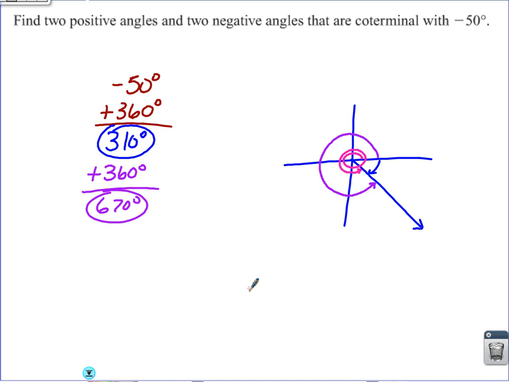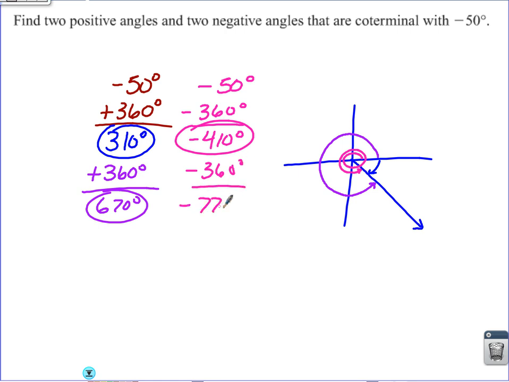Now we also need two negatives, so the way you would find that is take your negative 50 and take away 360, which is negative 410, good. And then take away another 360 and you get negative 770. Those four angles are coterminal. Two positives, two negatives.